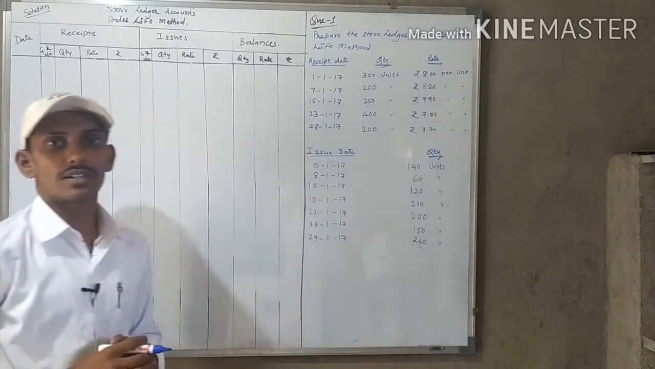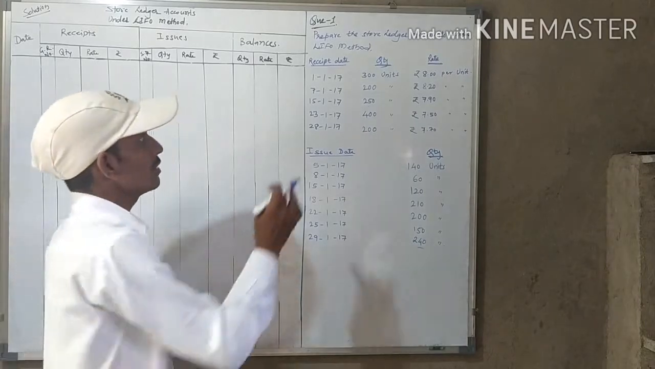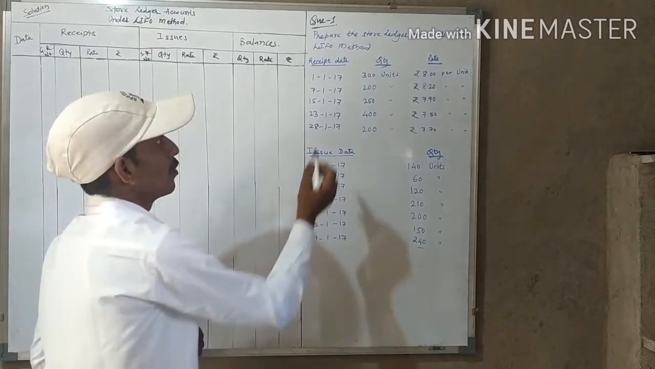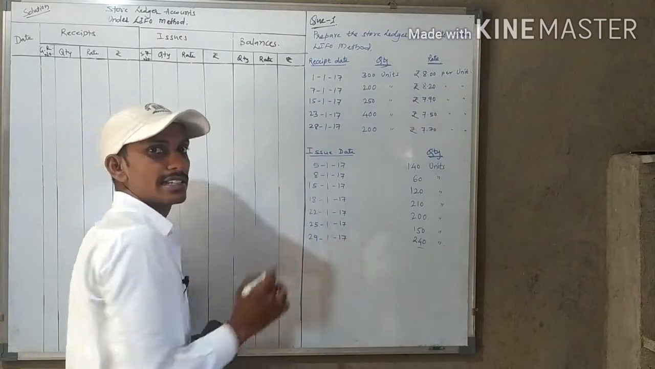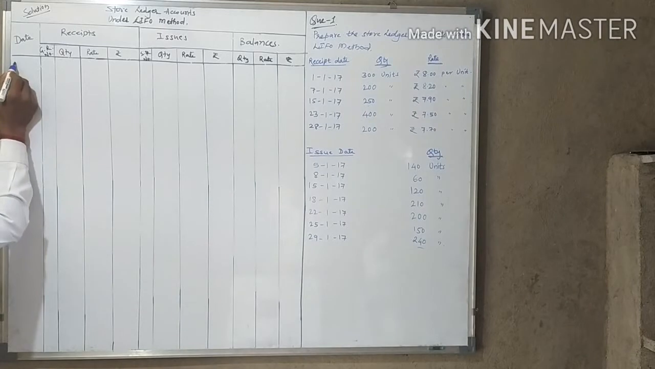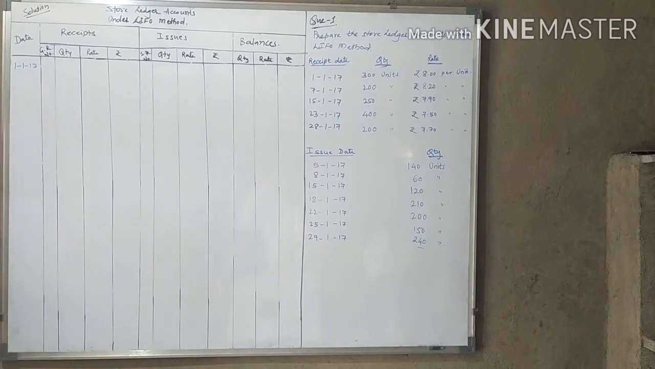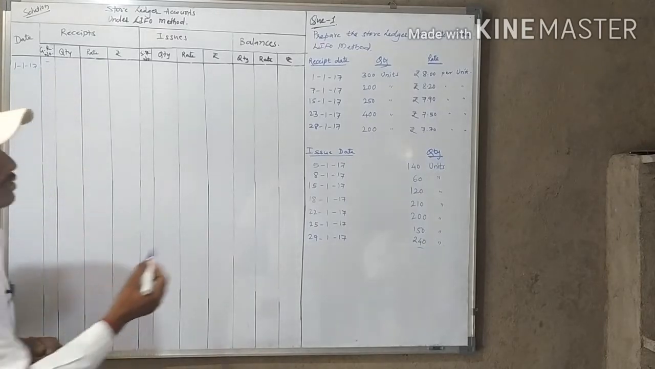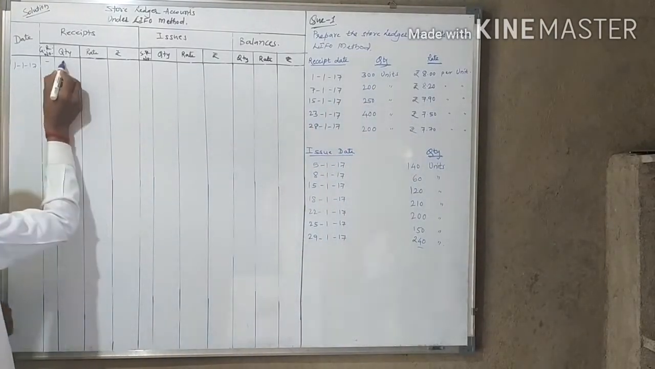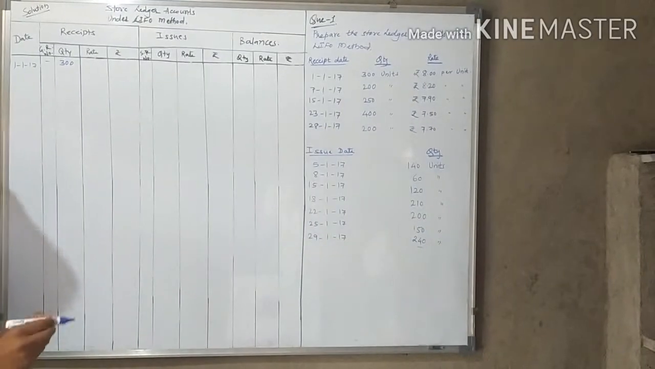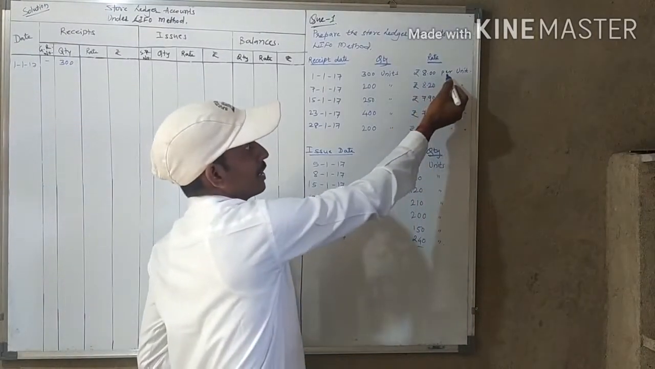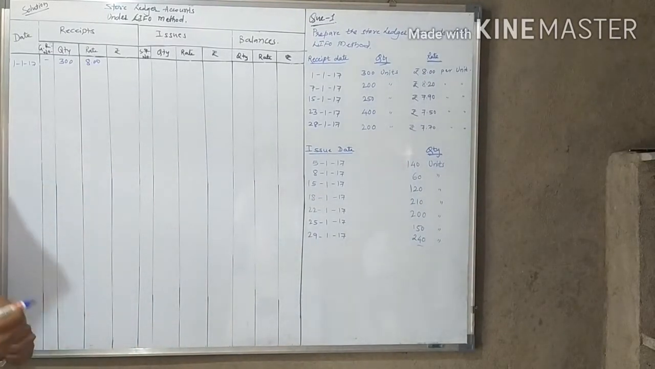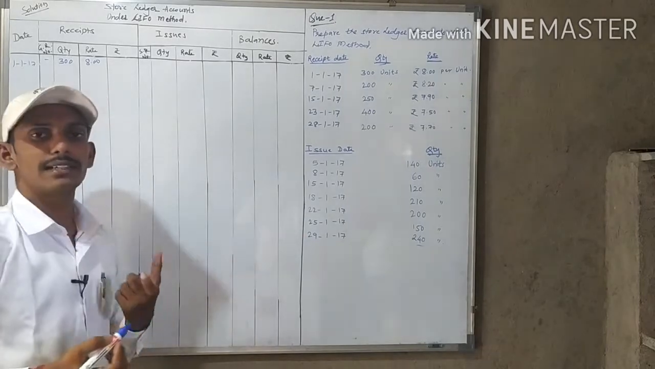We have to see the transactions in chronological order. First of all, the first entry is on 1st January 2017. What kind of transaction has happened? A receipt. So we'll write here 1/1/2017. The GR number is not given, so put nil. How much quantity have you purchased? 300 quantity. What is the rate per unit? 8 per unit.